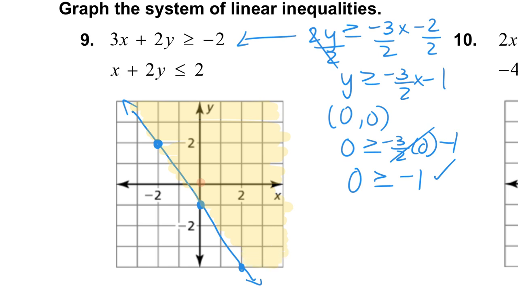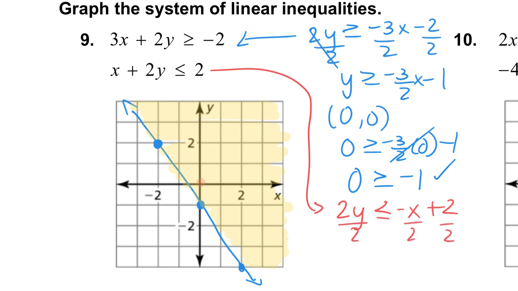Line number 2, I have which one? Right over here. I'm going to put 2y into what? Slope-intercept form. 2y is less than negative x plus 2. Divide by 2 to all sides. I'm left with y is greater than or equal to negative 1/2 x plus 1.